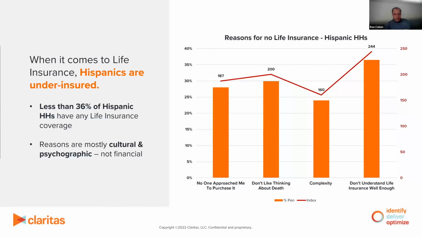Why? Well, a lot of them don't like thinking about death. Hispanics are younger on average, and so they don't want to think about that. They're twice as likely to say, I don't have life insurance because I don't like thinking about death. But almost as many said, well, no one ever approached me to buy life insurance. I don't know anything about it.